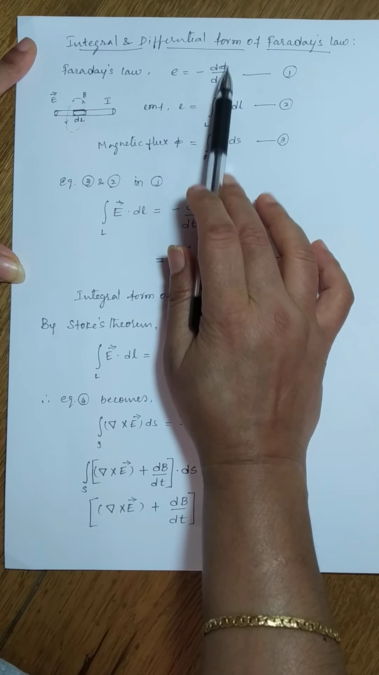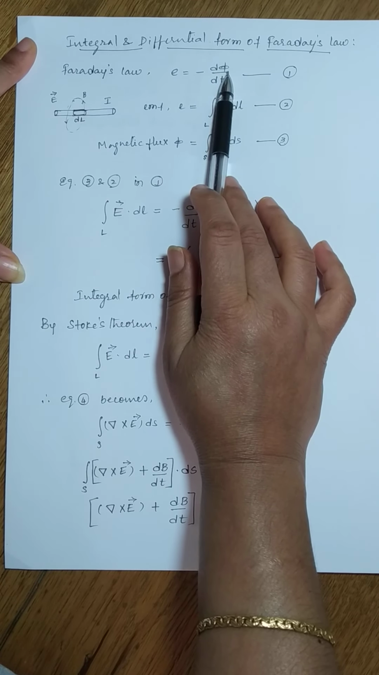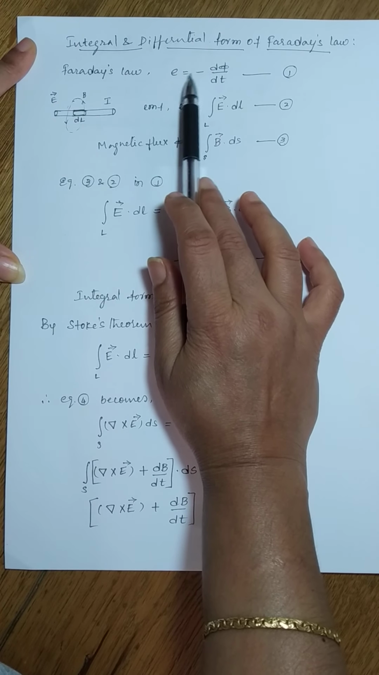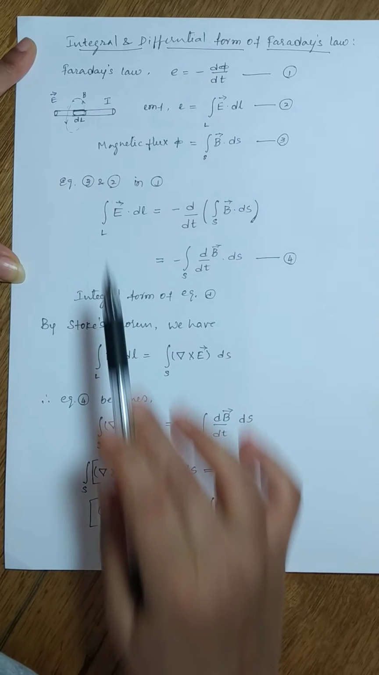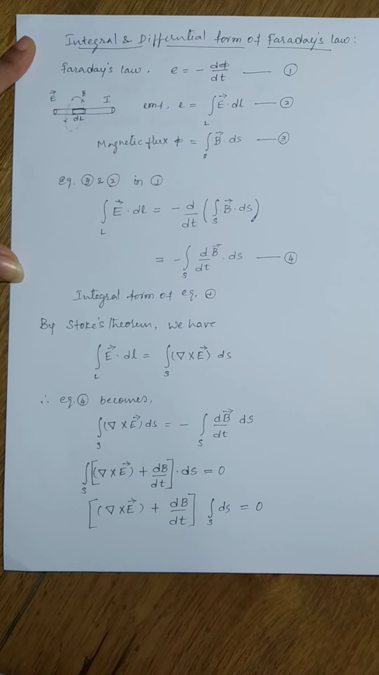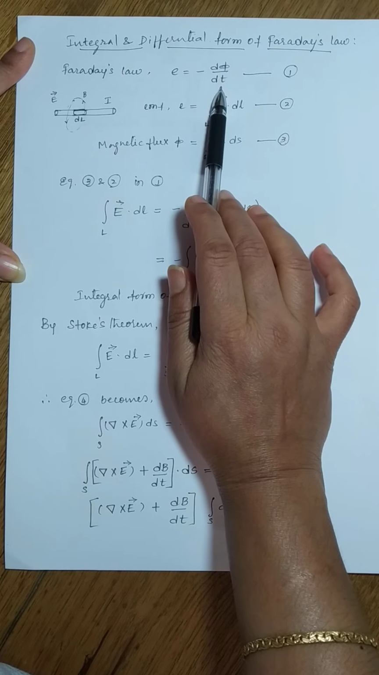So, according to Faraday's law, the magnitude of the induced EMF is always equal to minus dψ/dt, where ψ is the magnetic flux. The negative sign indicates that the direction of the EMF is such that it opposes the change in flux. So, EMF induced is equal to minus dψ/dt.